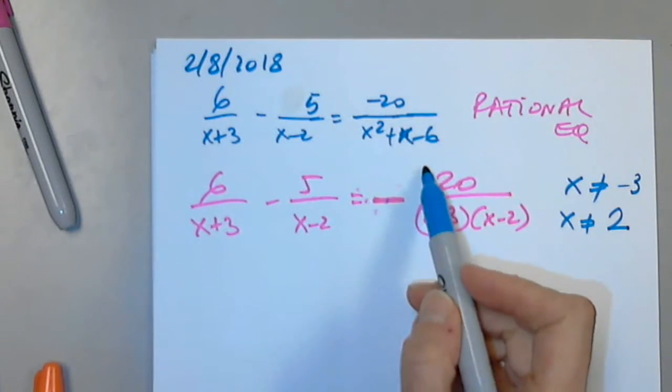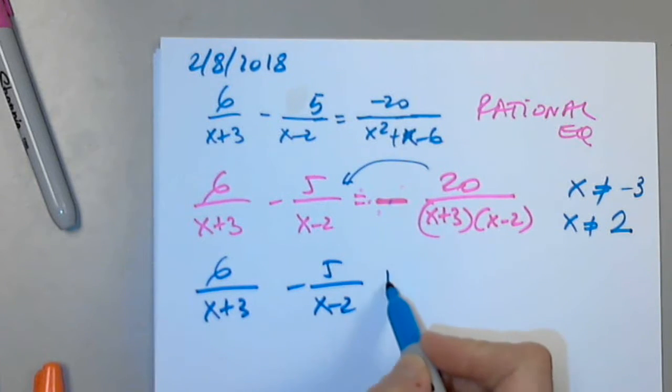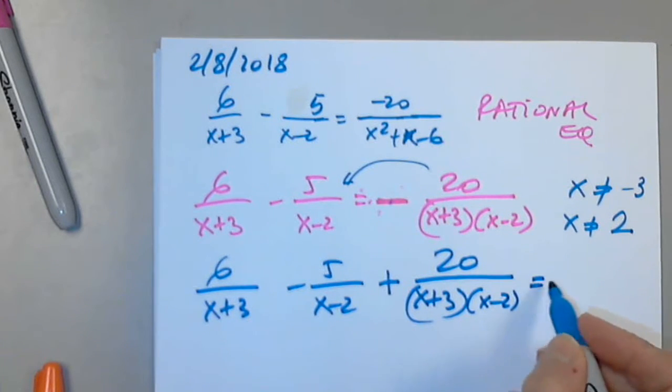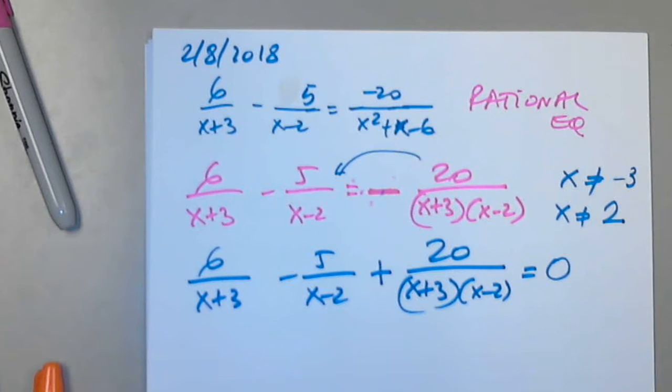So now I move this fraction to the other side. 6 over x plus 3 minus 5 over x minus 2 plus 20 over x plus 3, x minus 2. What is left on the other side? 0. Again, you can come up with variations of this method. You can look in the book and see that they are doing slightly different steps, multiplying both sides and so on. I think that is more difficult, but that may work for you. It doesn't matter what I think. What is the best method for you, that's the one that you should be using.